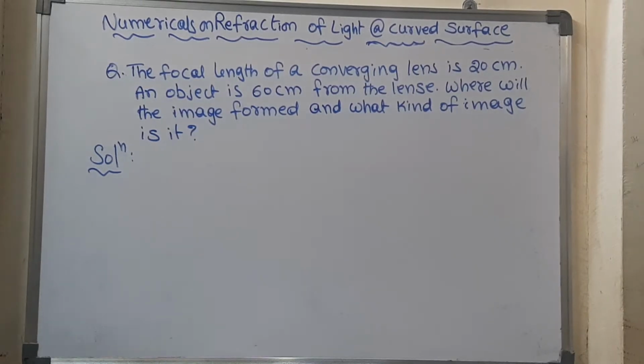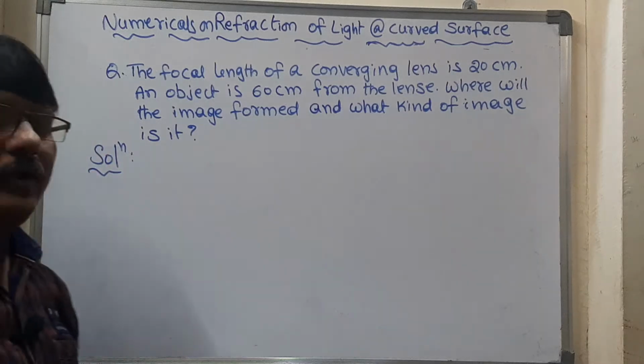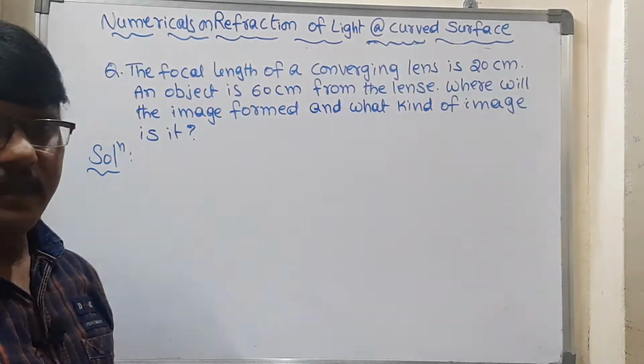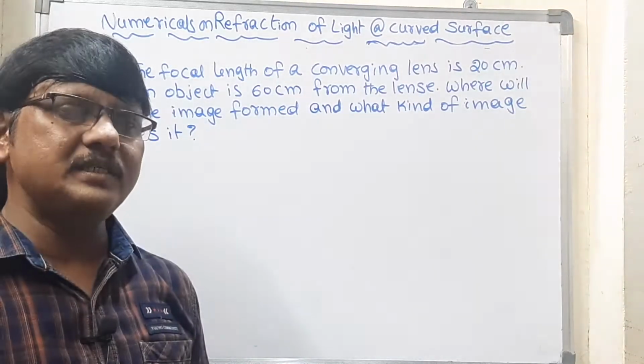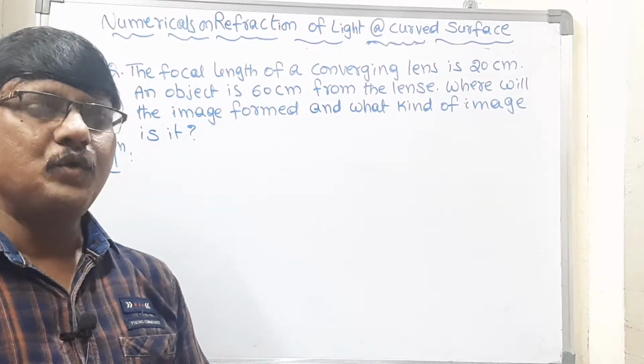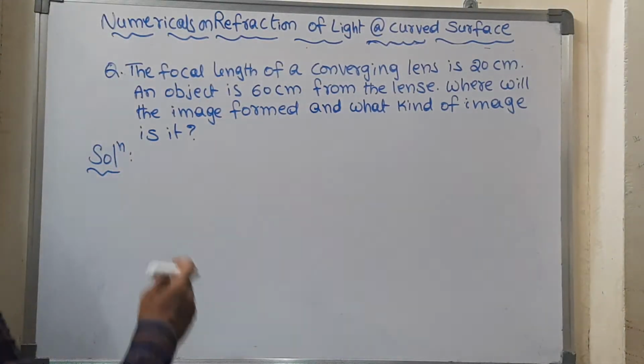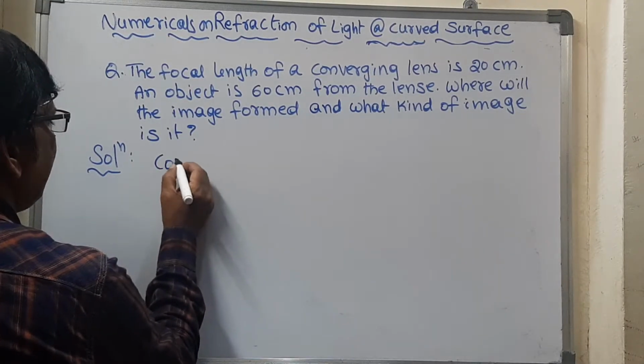The focal length of a converging lens is 20 centimeters. An object is 60 centimeters from the lens. Where will the image be formed and what kind of image is it? Whenever a numerical is given, first of all you have to see what type of lens it is. The lens name is not given. Instead, it says converging lens. We know that a converging lens is nothing but a convex lens, so immediately write convex lens.